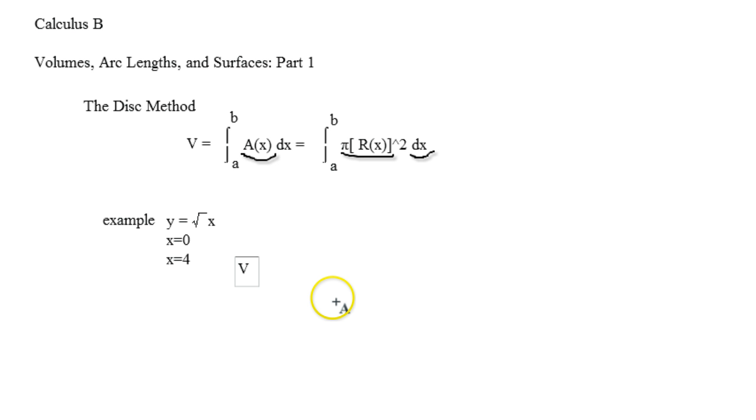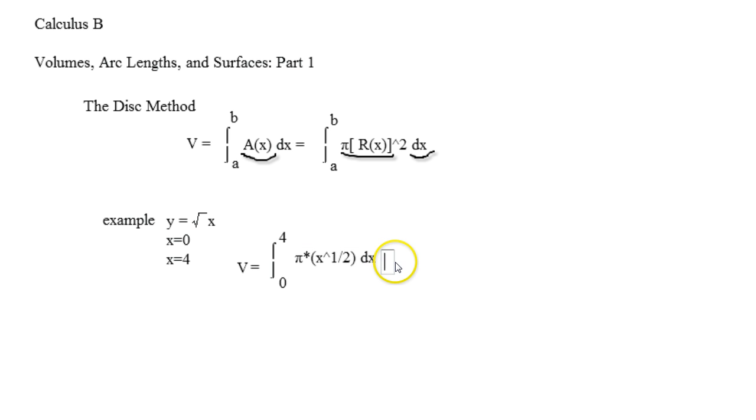Alright, so let's go back and look at our actual calculations. We plug in everything. So volume equals the integral from 0 to 4 of pi times, well, not the square root, x to the 1/2 is what we probably want to be working with here. So there's our function, and then here's dx.